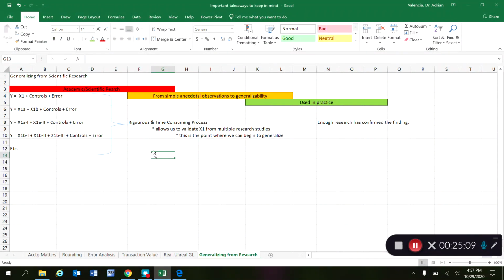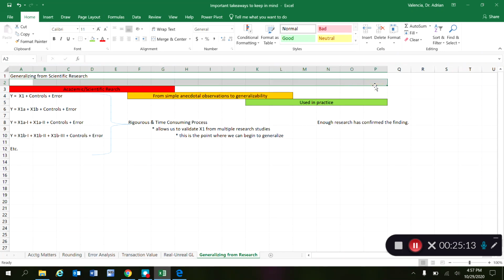Whether it is accounting research, medical research, or any type of research, you must understand and be respectful of the process so that you don't oversimplify a particular piece of evidence, or a finding based on one observation or just a few observations.